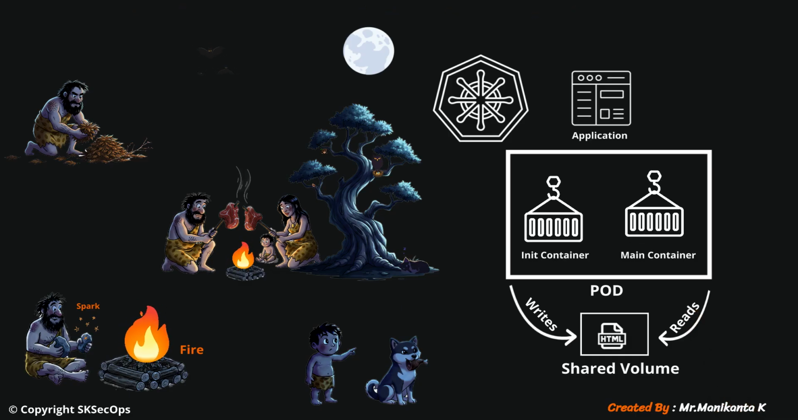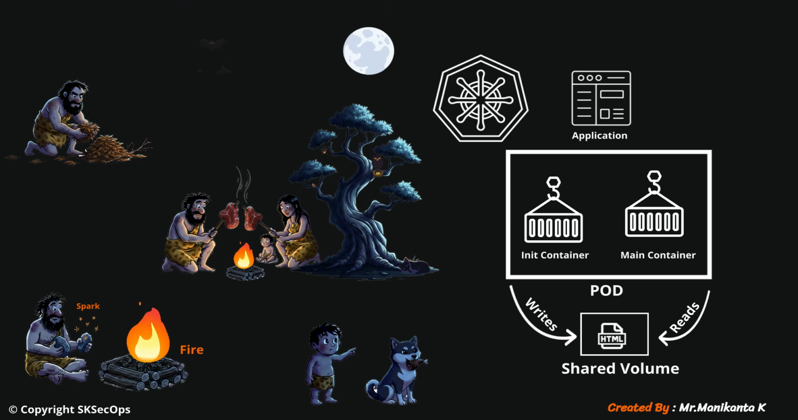So what's the benefit here? The init container reduces the load on the main container. Instead of making the main application do everything, like downloading the files, the init container handles it first, then the main app just uses what's ready in the shared volume.